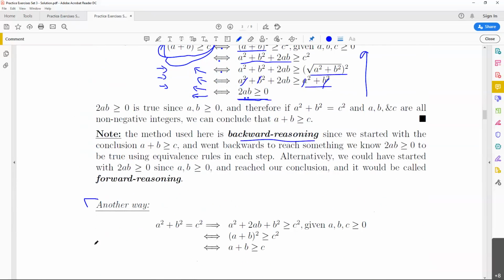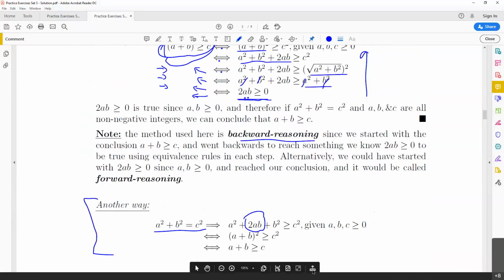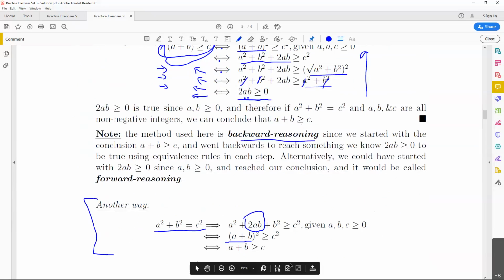Another way you could do it is, this is your given. You simply add 2ab, get a plus b squared, remove the square, and you get this. So this is forward reasoning, if you'd like.